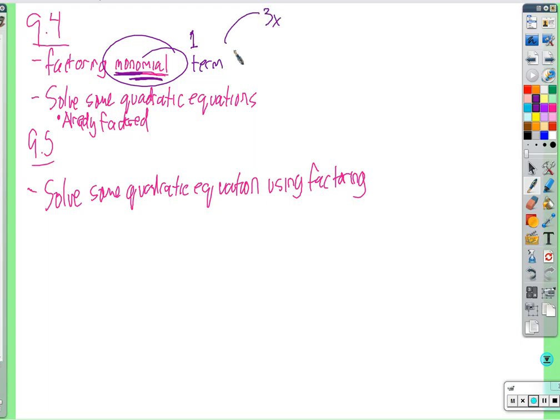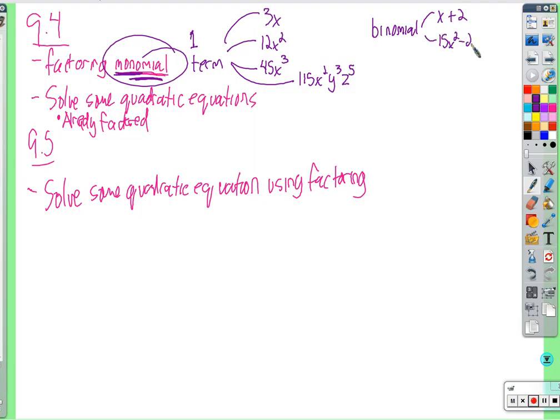Here's one, 3x, 12x squared, 45x to the third, 115x squared y to the third z to the fifth. Like a string of things that is multiplied together like that, that's a monomial, it's one term. Okay. What would make a binomial? Well, that would be like x plus 2. You see this plus separates terms. Or 15x squared minus 2x. Or 35x to the third plus 16y. Like anything that has two terms, this would be a binomial.